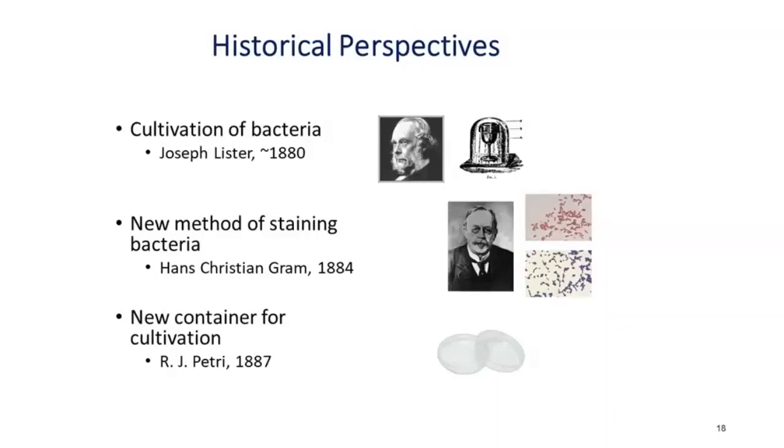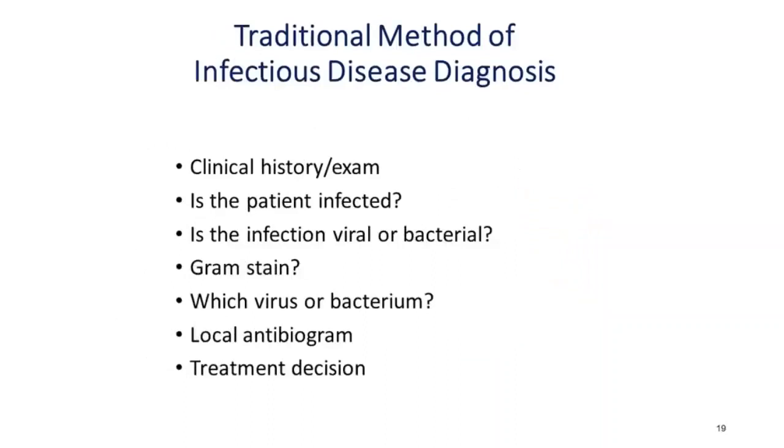So the traditional methods: we did a history and physical, and by the way, history is still critical to decide if the patient is infected, whether it's viral, bacterial, or could be parasitic. There is the availability of a Gram stain, which I'll talk about in a little while. Are we talking about a virus versus a bacteria? Do I know my local antibiogram? And if I know I produce a local antibiogram, do I know where it is? How do I obtain that and use it in my decision-making? Because that ultimately should help with decision-making.